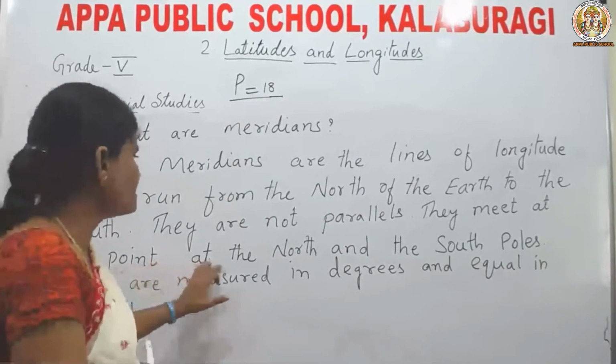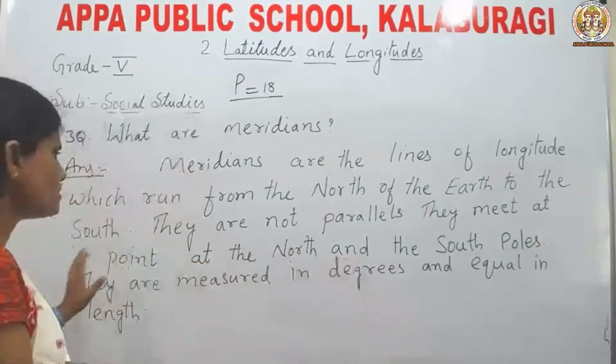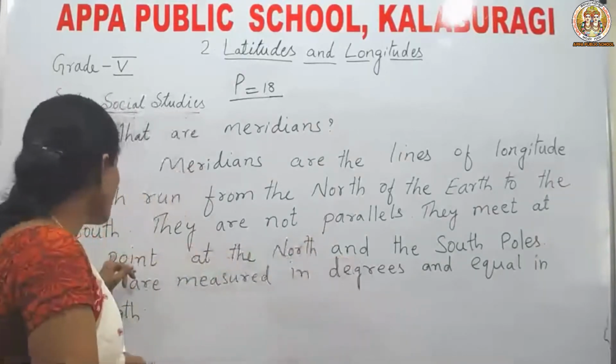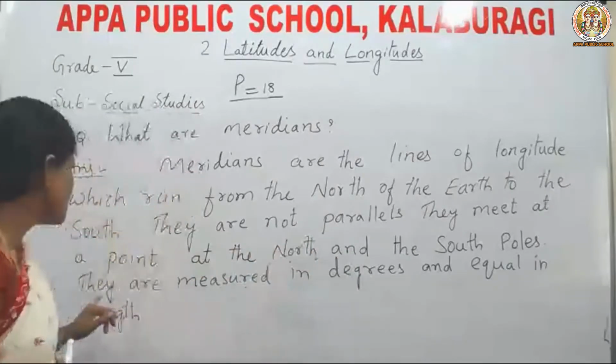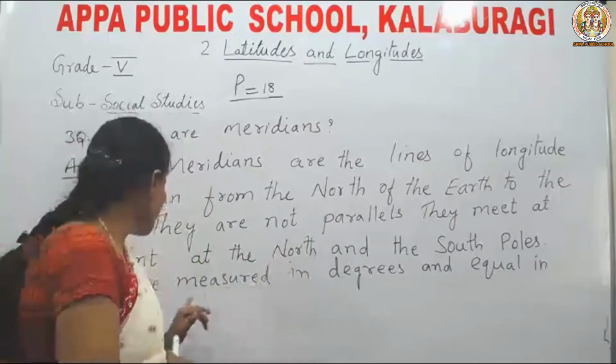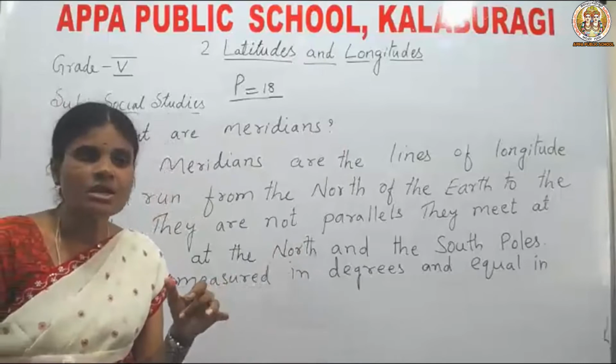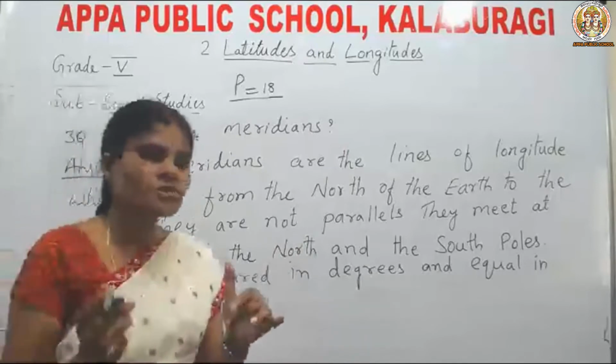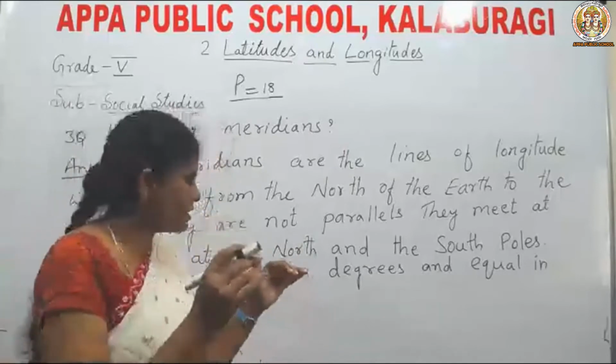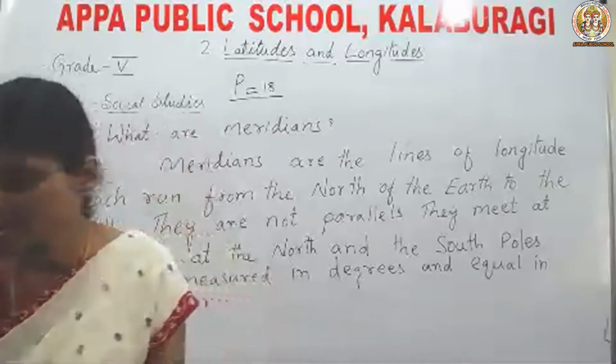They meet at a point at the north and south poles. How are they measured? Latitudes and longitudes both are measured in degrees and they are equal in length.